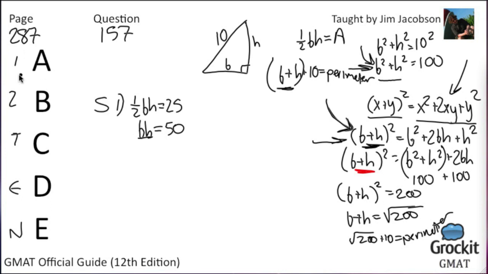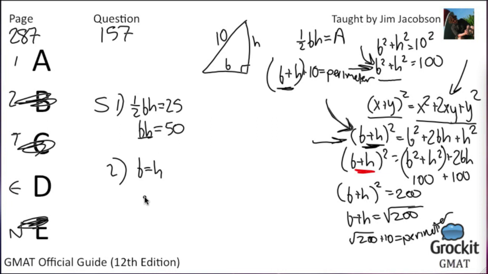Statement one is sufficient. So that rules out answer choice B, C, and E. Let's see what we get from statement two. Statement two tells us the two legs of the triangle are of equal length. So that tells us that B equals H. One of the reasons statement one originally looked insufficient is that there are multiple values for B and H that when multiplied together give you 50. Not so much when the two are equal. And of course we can't use base times height equals 50 because that's from statement one. We have to ignore statement one when we do statement two.